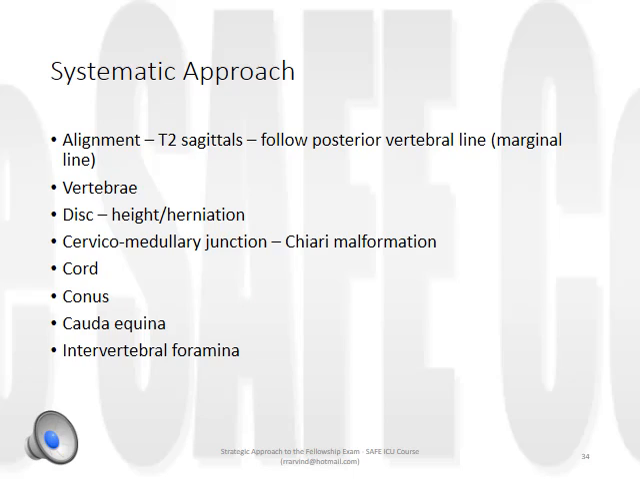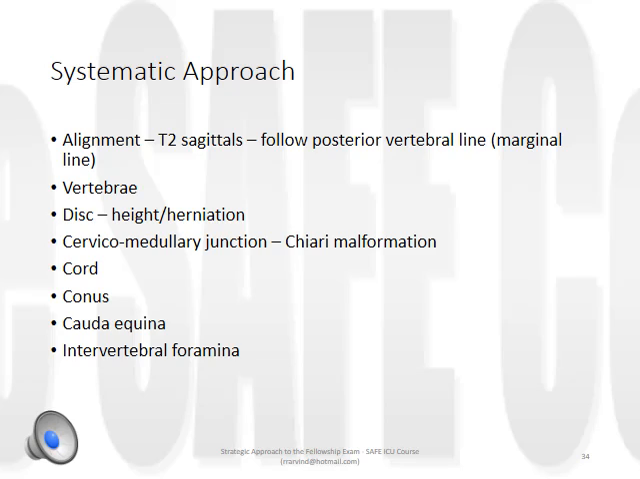We're going to look for alignment on the T2 sagittals. We're going to follow the posterior vertebral line, which is sometimes called the marginal line, and we're looking at normal lordosis of the spine. Ligamentous laxity might allow for anterolisthesis when we're considering the posterior marginal line. Vertebrae, the quality of the marrow signal is important, whether it's increased or decreased, because this is going to be highlighted in tumour, osteomyelitis, hemangiomas and fractures.